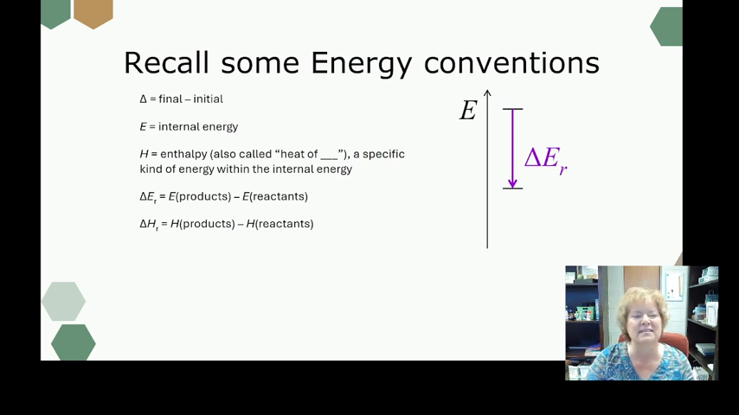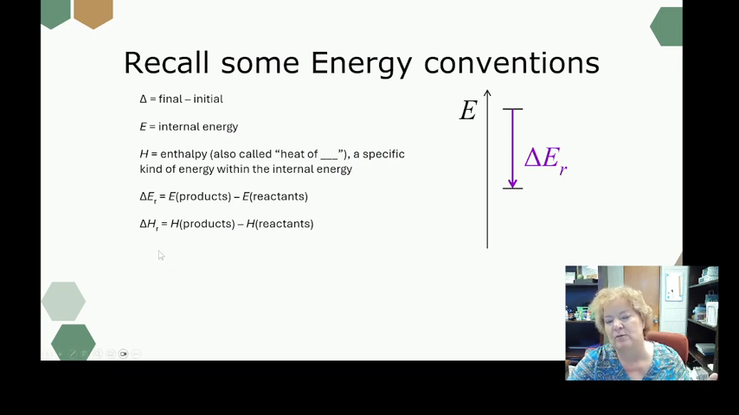H is enthalpy. It's a specific type of energy that's part of the total internal energy, and enthalpy is usually expressed with heat changes, so sometimes instead of saying the enthalpy, they'll say the heat of. So the enthalpy of reaction or the heat of reaction. If I put a delta in front of E and use R standing for reaction, delta E_R means the internal energy of the products minus the internal energy of the reactants.